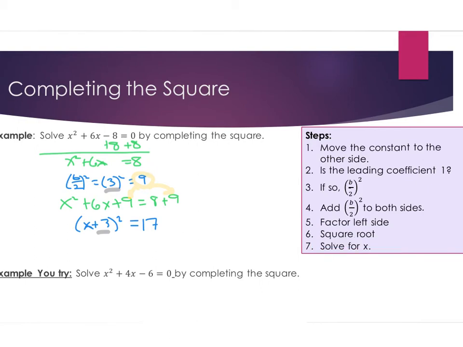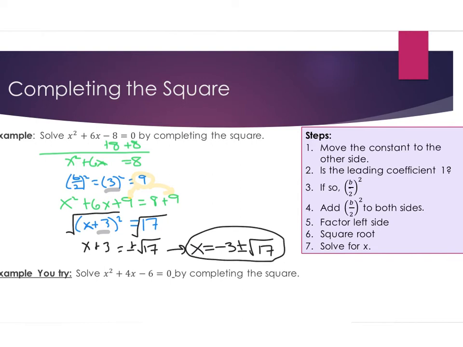Next thing we'll do is solve for x by square rooting both sides. x plus 3 equals plus or minus the square root of 17. And then to solve for x, you would just subtract 3 on both sides. So our final answer: x equals negative 3 plus or minus the square root of 17.